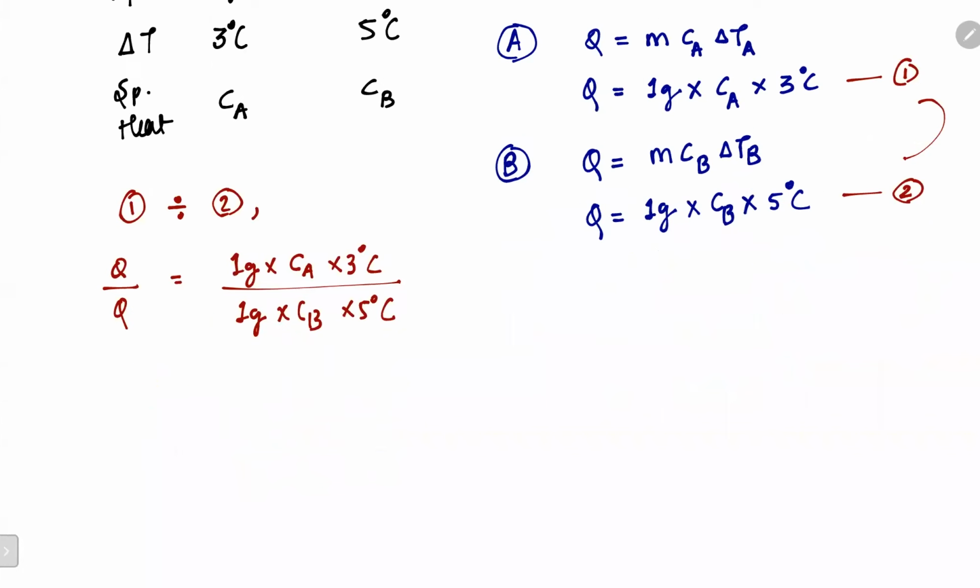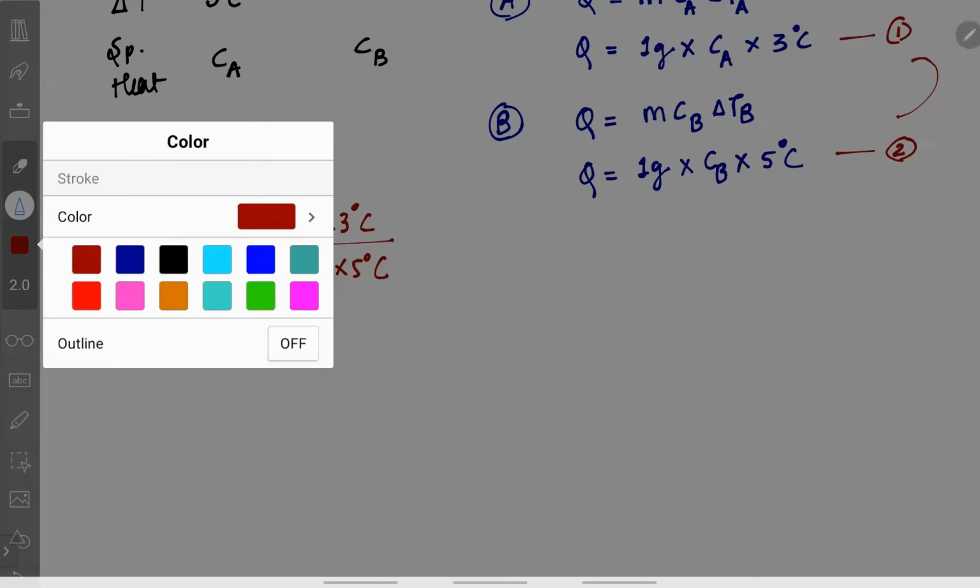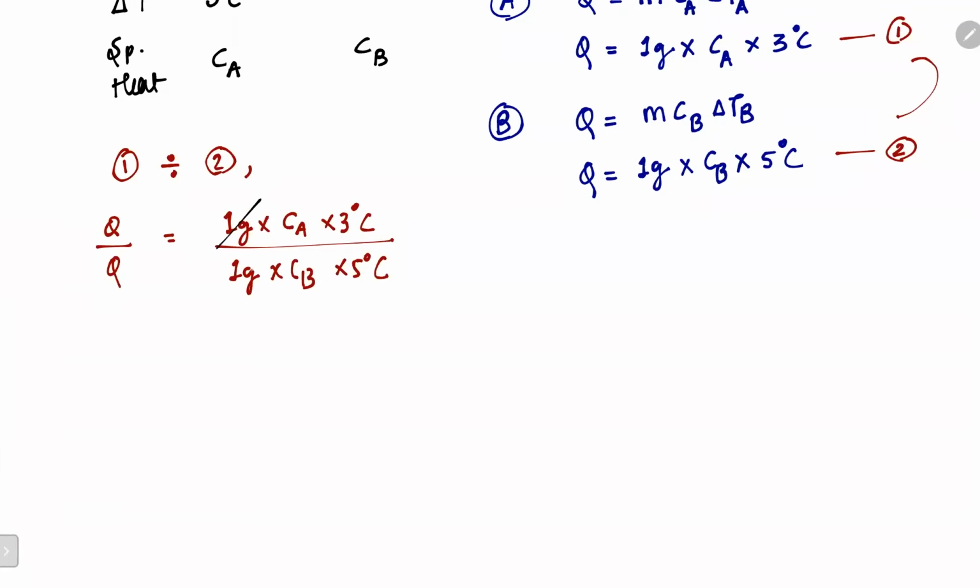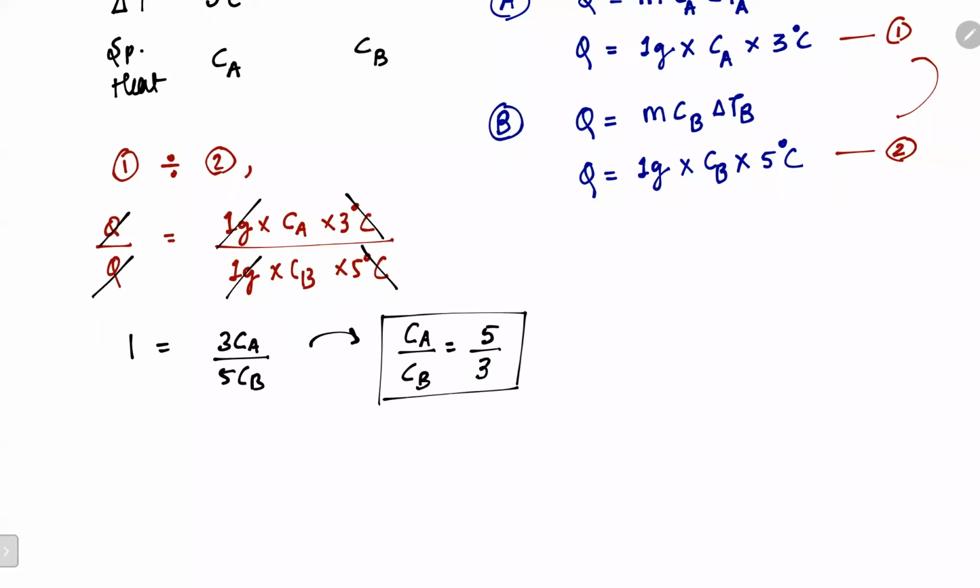Now, when you look at this, there will be cancellation. 1 gram will cancel with 1 gram, Q will cancel with Q, and degree Celsius will cancel with degree Celsius. And what do we get? 1 is equal to 3 Ca upon 5 Cb. And this gives me that Ca upon Cb is equal to 5 upon 3. Do you get this? Yes, sir.